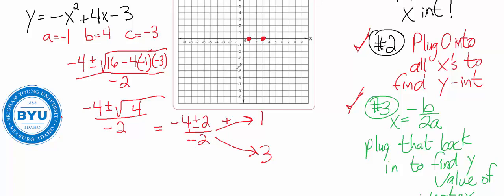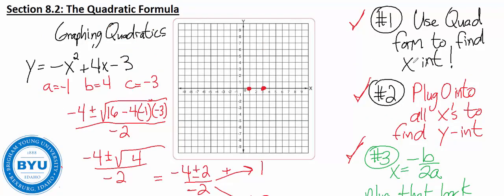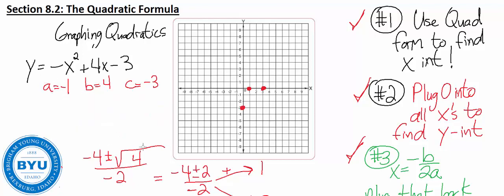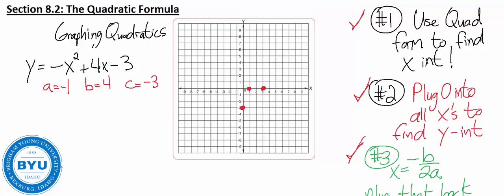That's cool. Okay, so we use the quadratic formula to get the x-intercepts. Let's plug 0 into this formula. If I plug 0 here and 0 here, I just get negative 3. So my y-intercept is here at negative 3. Now I need to find the vertex. To find the vertex, we have to use that formula, which is negative b over 2a. Negative b over 2a. That's the x part of the vertex.